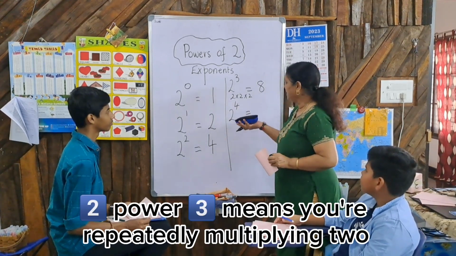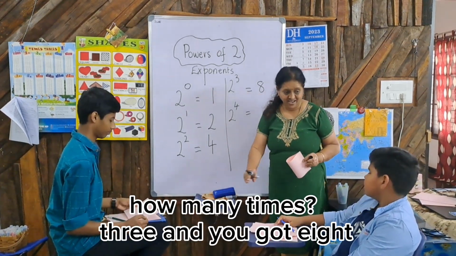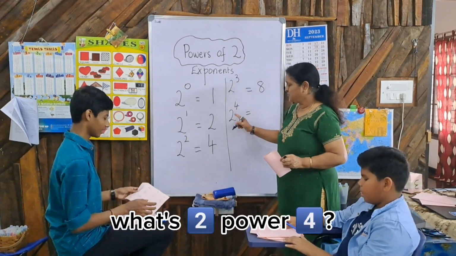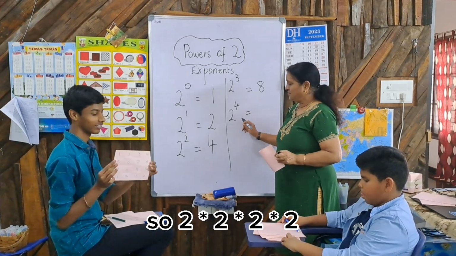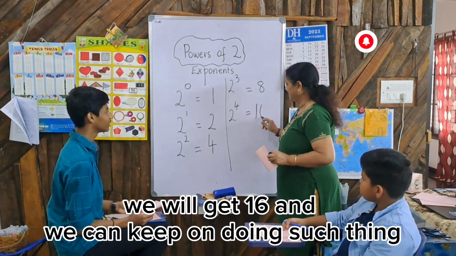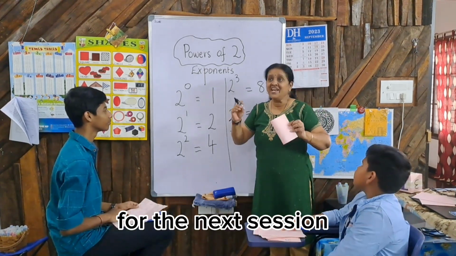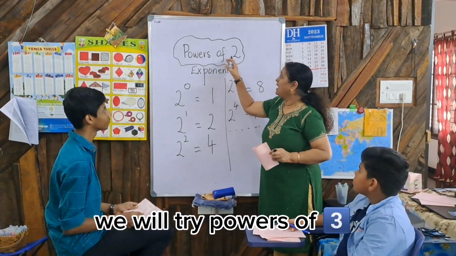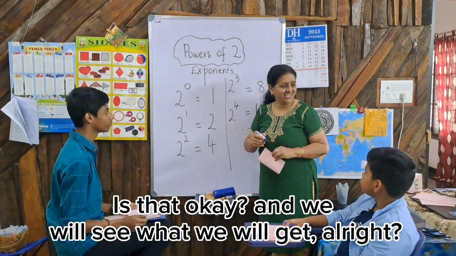2 power 3 means you're repeatedly multiplying 2 how many times? 3. And you got 8. Yes, Surya. What's 2 power 4? 16. Yes, good. So 2 times 2 times 2 times 2 we will get 16 and we can keep on doing such things. Okay, for the next session we will try powers of 3. Is that okay? And we will see what we will get.